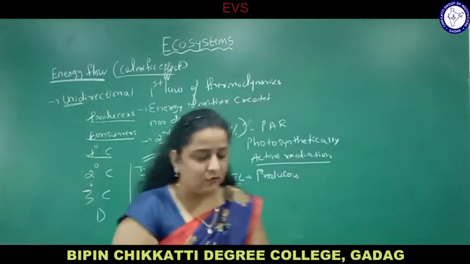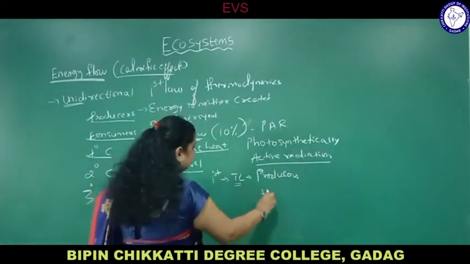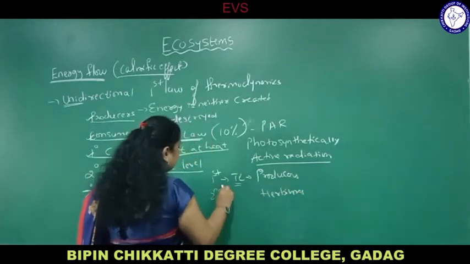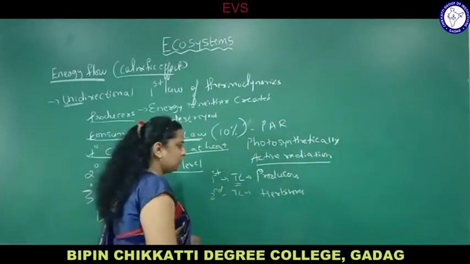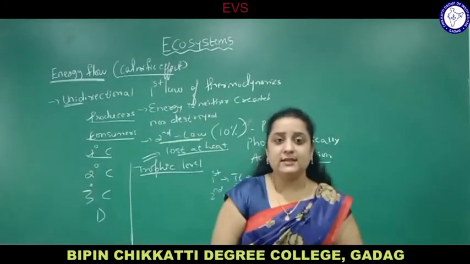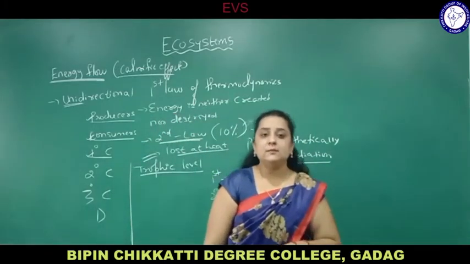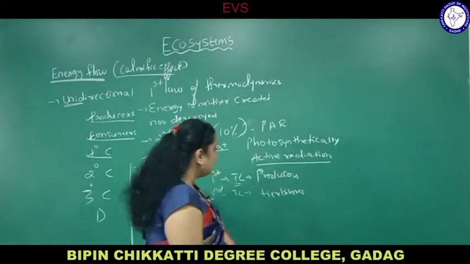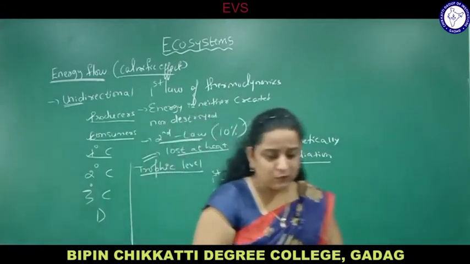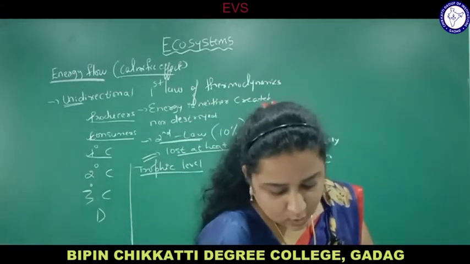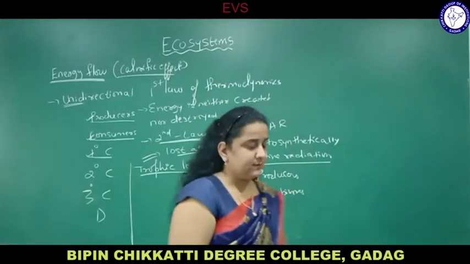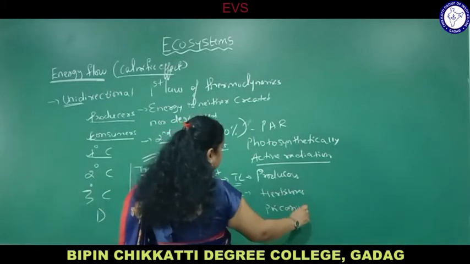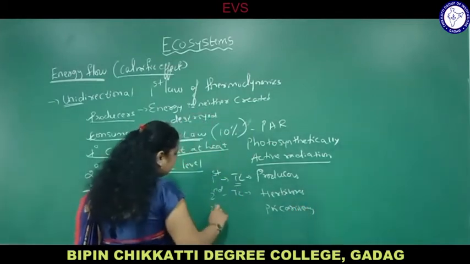Herbivores are the second trophic level. Herbivores are occupying the second trophic level. You know herbivorous animals, you studied them earlier when you were kids. Herbivorous animals are green plant eating animals, like deer, cow, etc. They are all herbivores, which depend only on plants for their food. Then primary carnivores are secondary consumers.